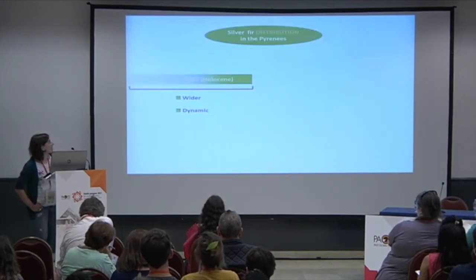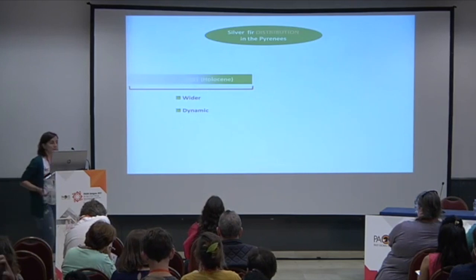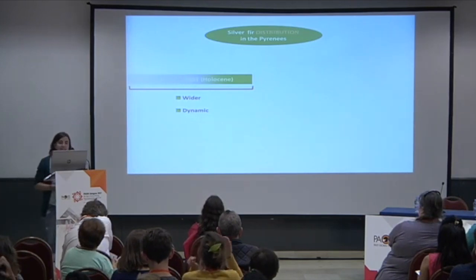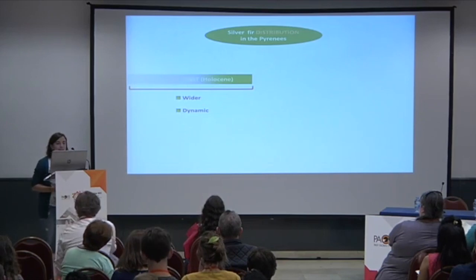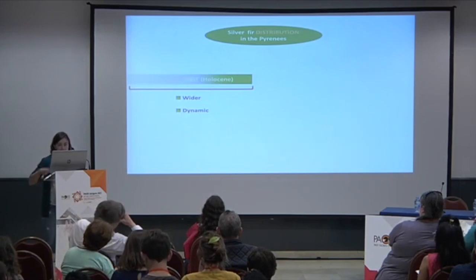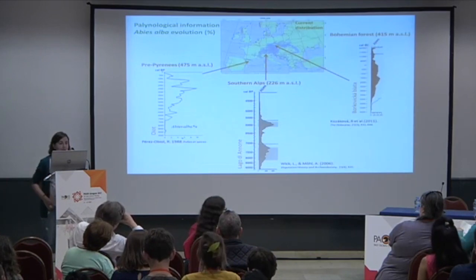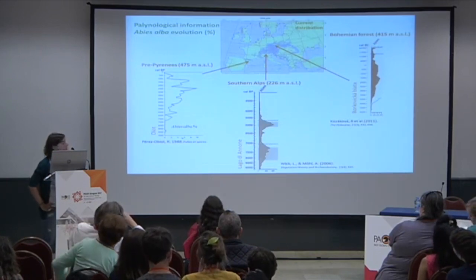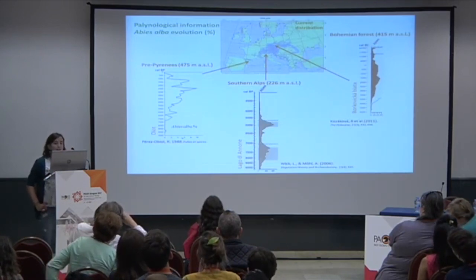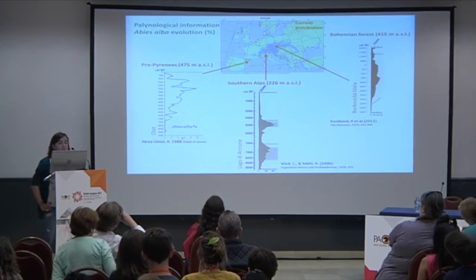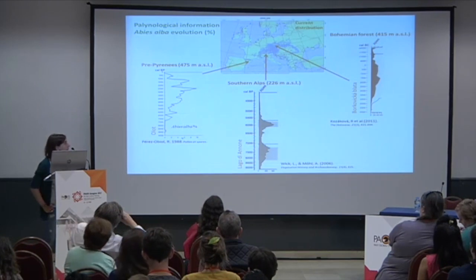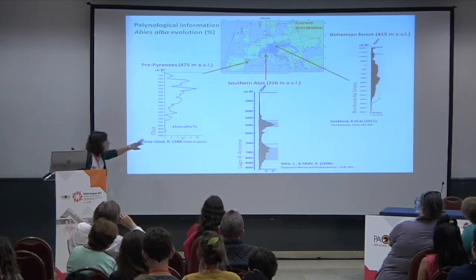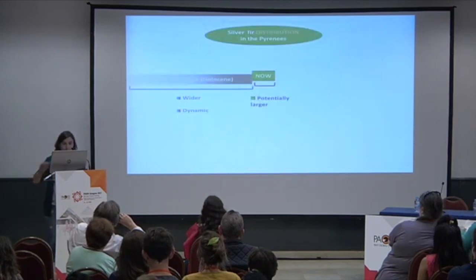Well, let's discuss why we are interested in Abies alba. Taking a look at its distribution, we can see that in the past it was much wider. On this pollen curve, we can see that it's a common phenomenon in several European regions, and we can even see an important past presence in areas where today it is completely missing, like here in this pre-Pyrenees area.